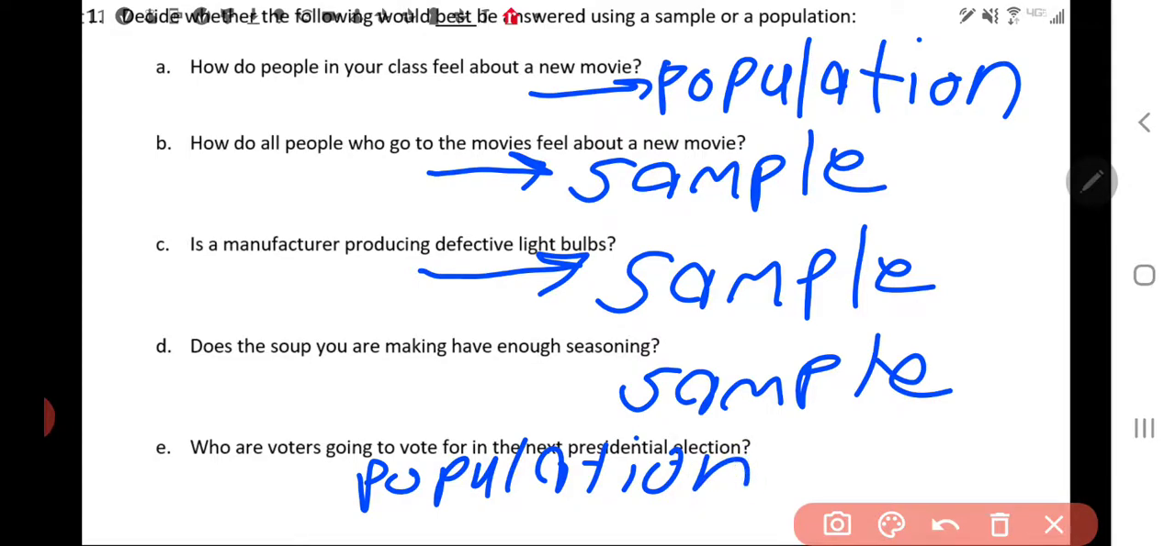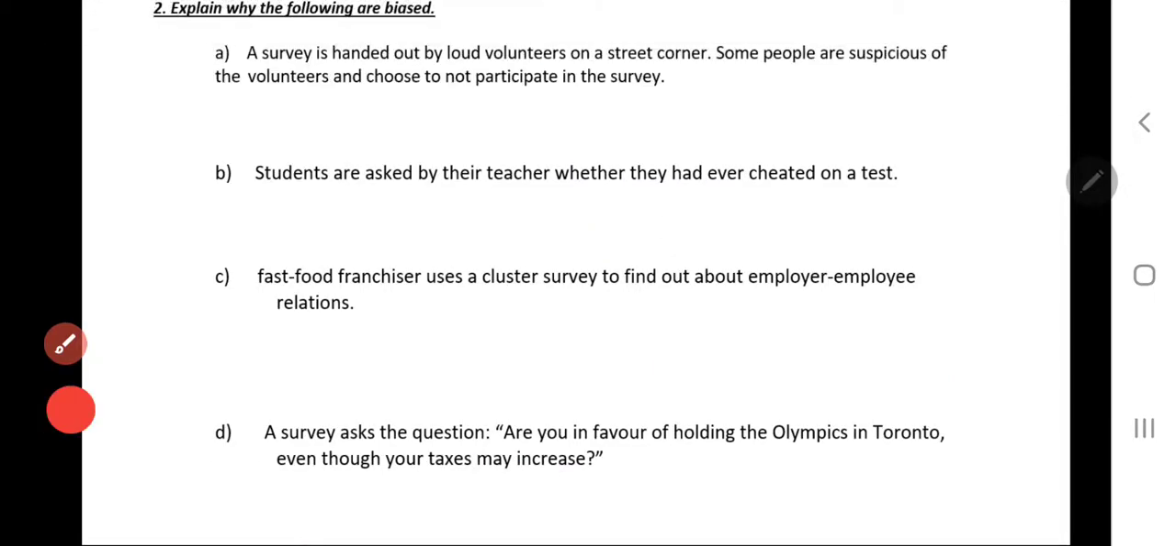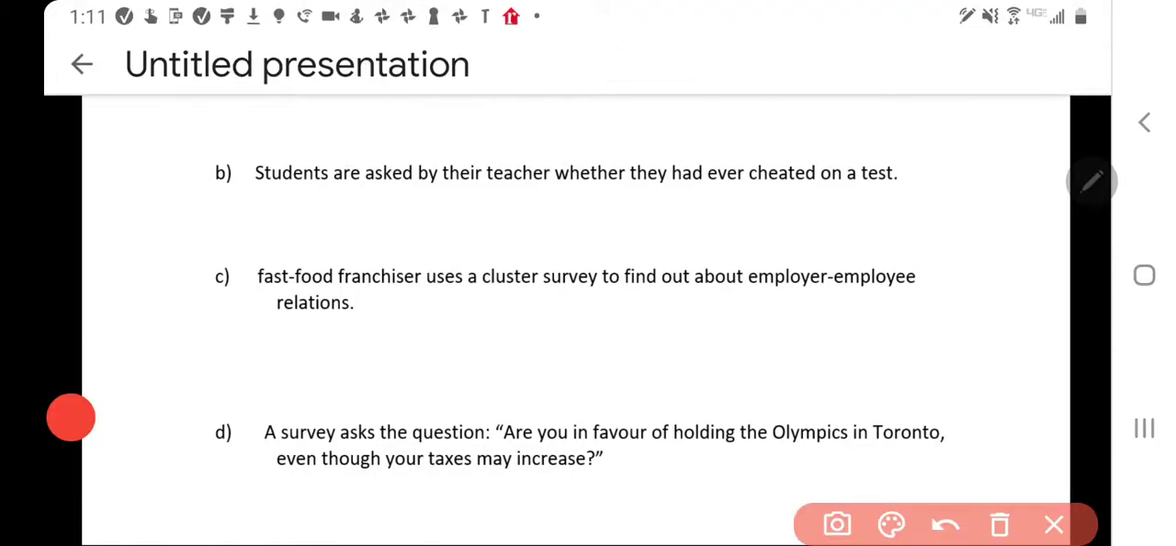All right. Next part that we're going to go over. This is the very last thing. It says, explain why the following are biased. So we want to make sure that we explain why these are biased in the first place.